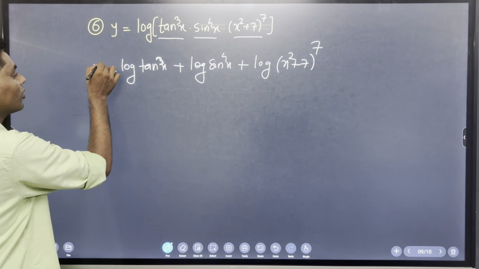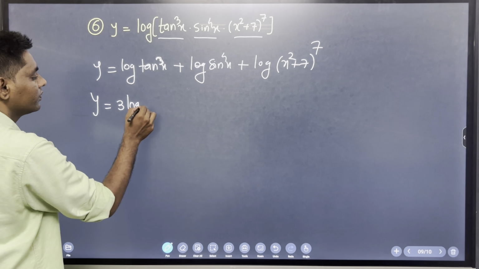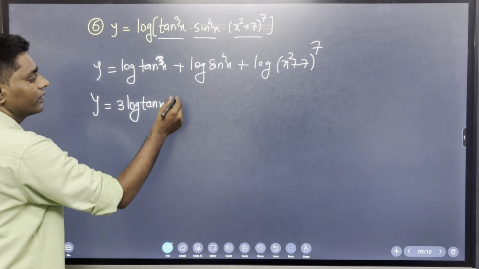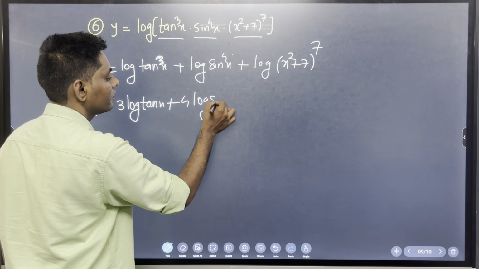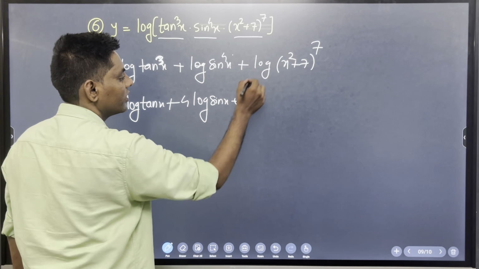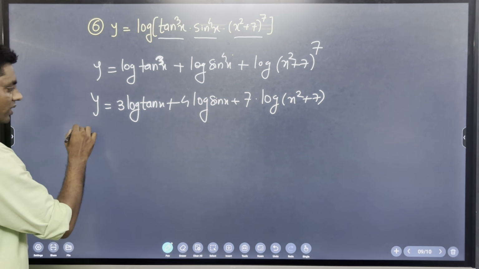And then by using the properties of exponents, we get 3 into log of tan x. Next, 4 is the power, so 4 into log of sin x, and last, the power of this bracket is 7, so 7 into log of x square plus 7. So just solve by using differentiation.